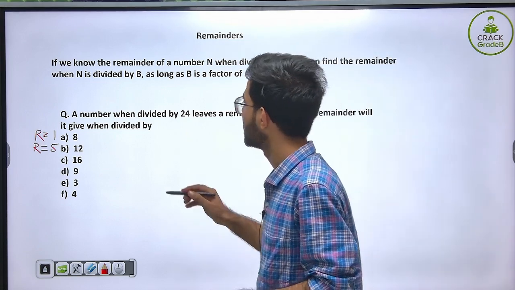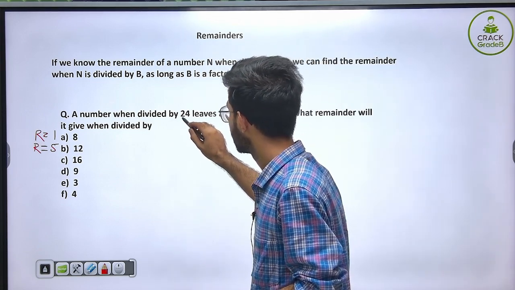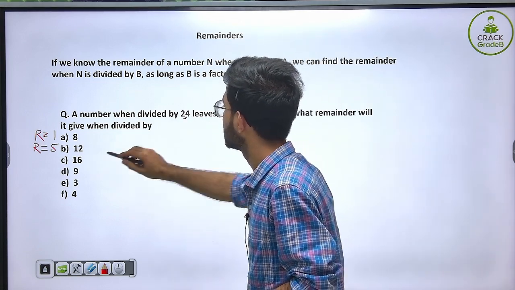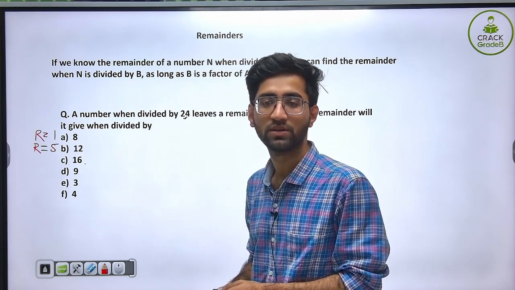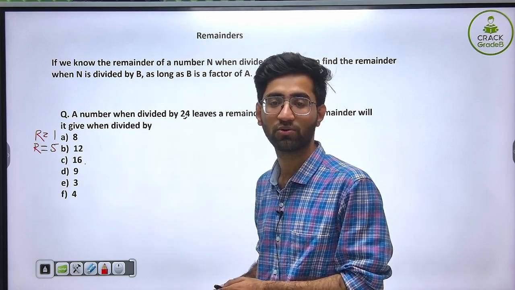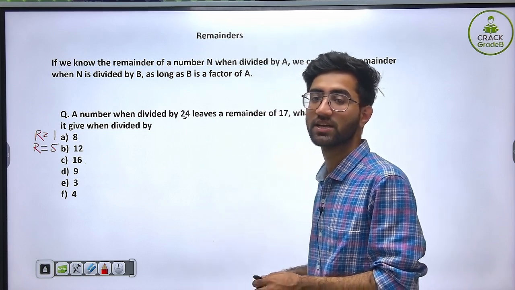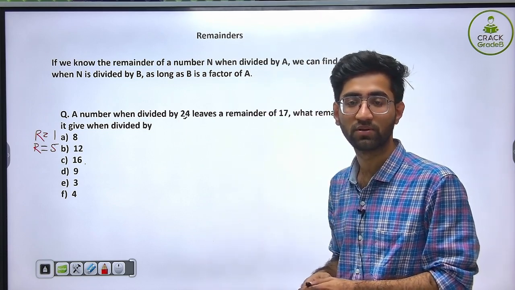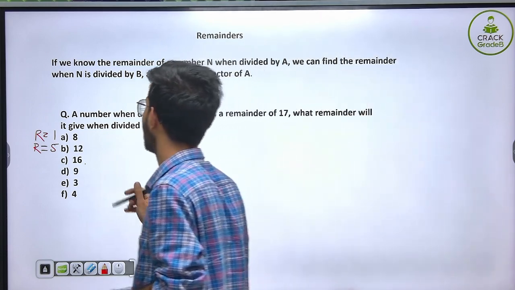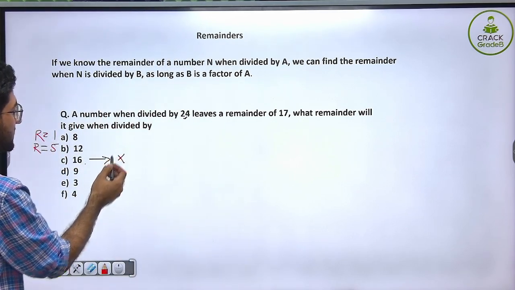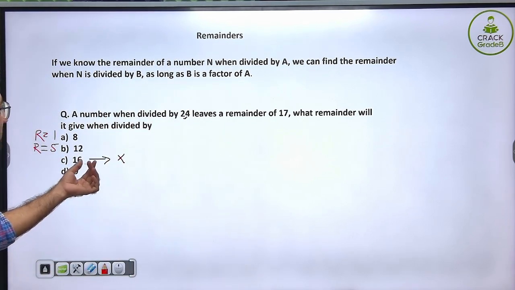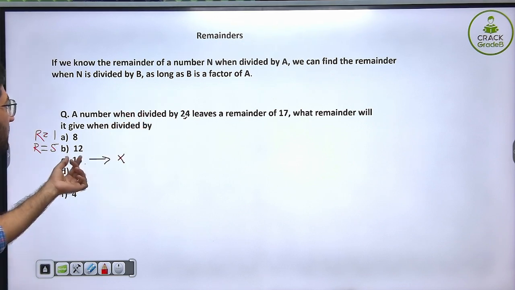Now tell me, is 16 a factor of 24? No, 16 is not a factor of 24. So in this case, you are not going to get a single remainder. So you can't answer what will be the remainder when you divide that number by 16.